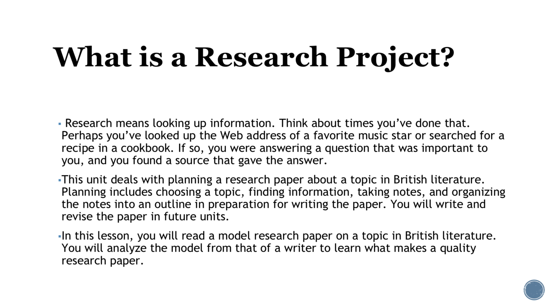This unit deals with planning a research paper about a topic in British literature. Planning includes choosing a topic, finding information, taking notes, and organizing the notes into an outline in preparation for writing the paper. You will write and revise the paper in future units, so we won't even be writing this unit. In this lesson, 3.1, you will read a model research paper on a topic in British literature. You will analyze the model from the perspective of a writer to learn what makes a quality research paper.